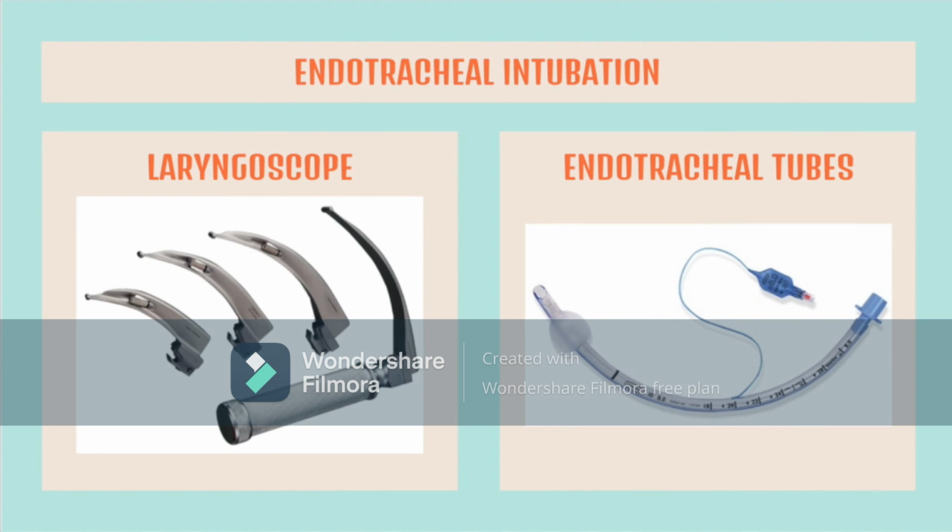Then next, we have the endotracheal intubation. We have two kinds, and the first one is the laryngoscope. It is a small device to look into your throat and larynx, or the voice box. Next, we have the endotracheal tubes. It is a tube constructed of polyvinyl chloride that is placed between the vocal cords through the trachea.